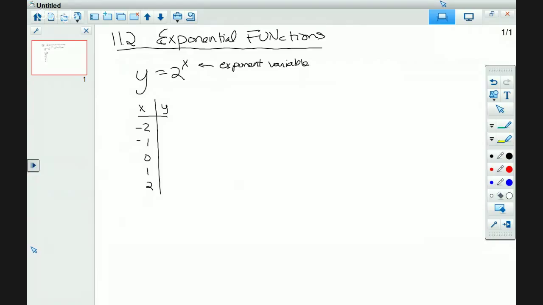Sean, what did you get for -2? 0.25. Okay, stop. Sapphire, what'd you get for 0? Right. Okay. Key term there. Anything to the 0 power is 1. Anything. That's why they all have the same intercept. Unless you add something on there, like families of functions.